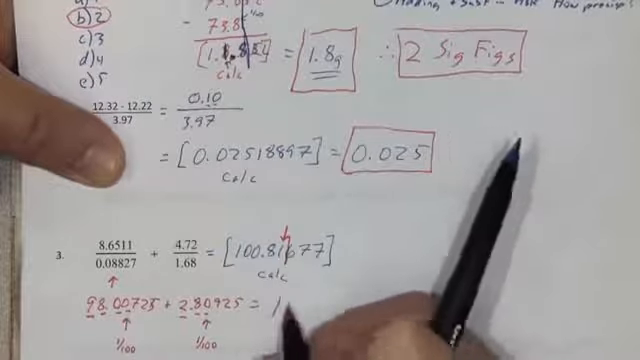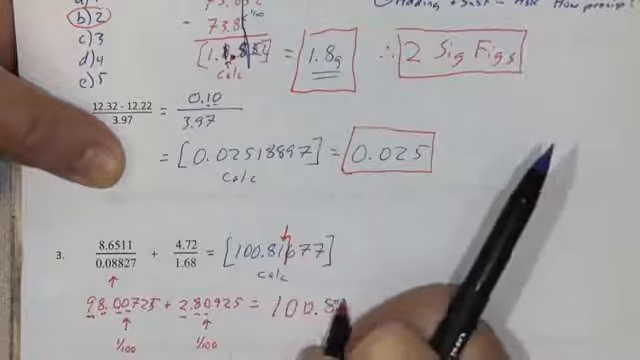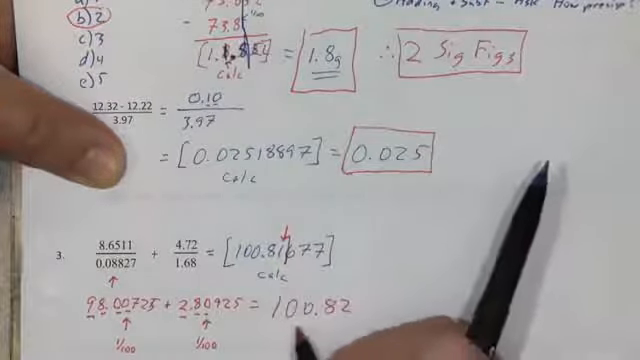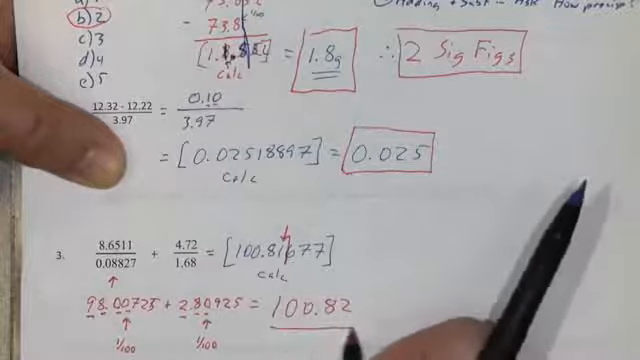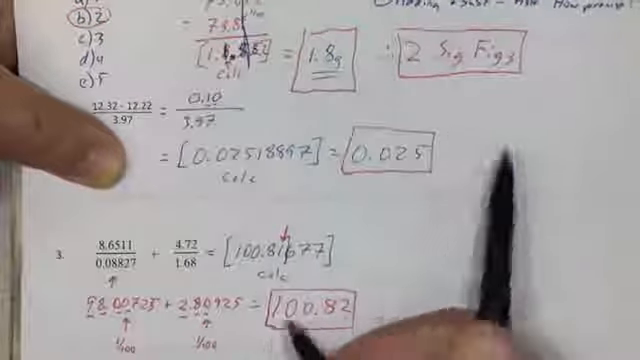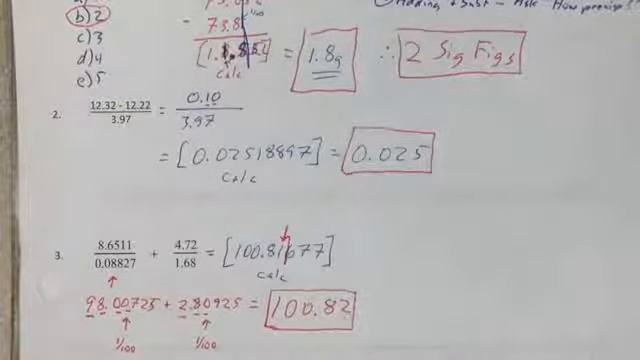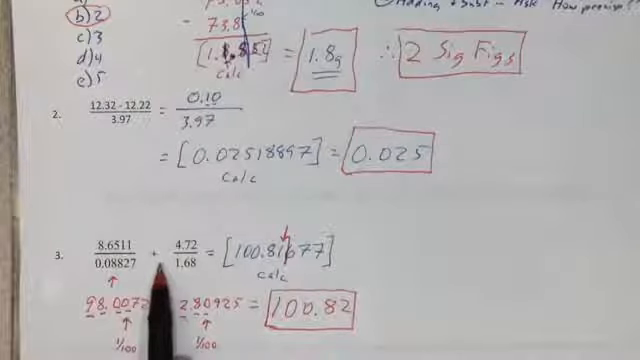The answer is 100.82. So we will round this up. We're dropping the 677. We round this up. We get 100.82. Notice we end up with an answer that has 5 significant figures. And we didn't get that by counting significant figures. Anytime adding and subtracting are involved, you can't just count significant figures.